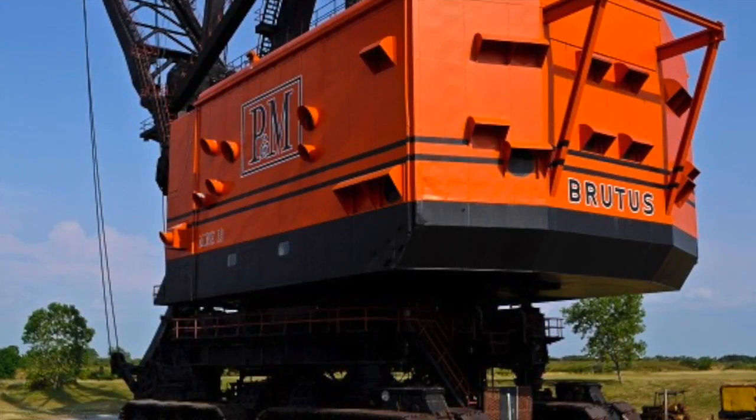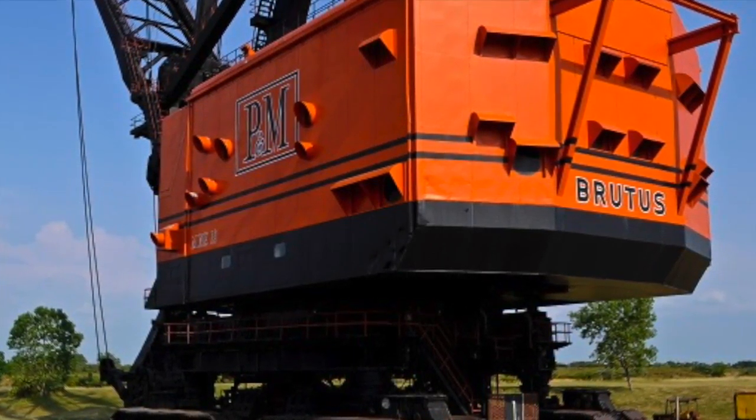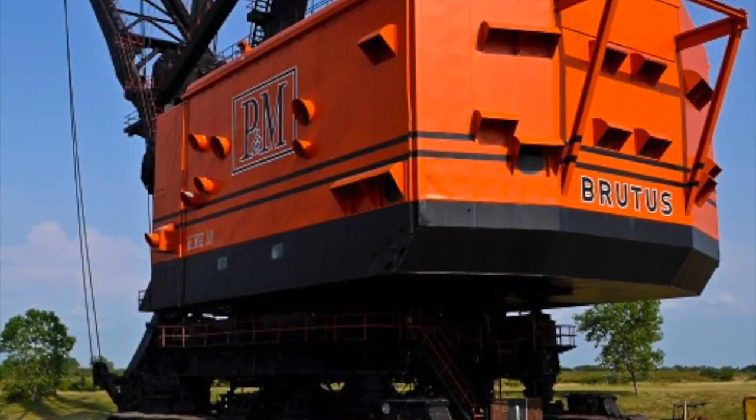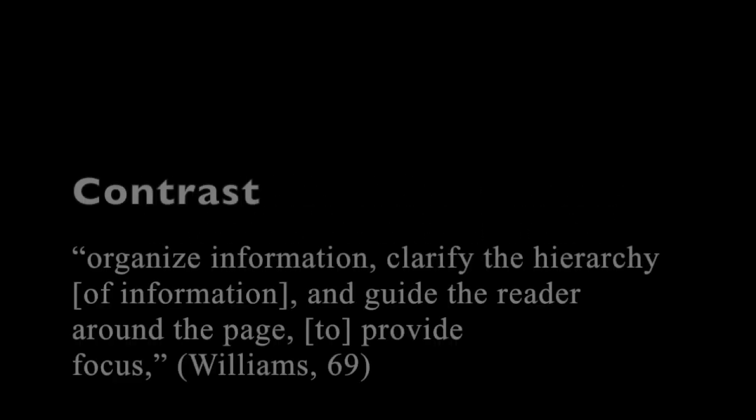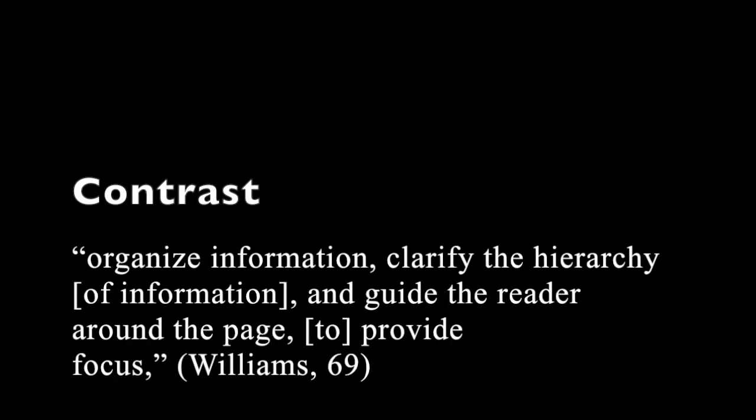Let's use Robin Williams' design principles to examine the documents in the Hearl Maxwell collection. Robin Williams' document design principles focus on contrast, repetition, alignment, and proximity. Contrast organizes information to clarify hierarchy and guide the reader around the page and help provide focus.